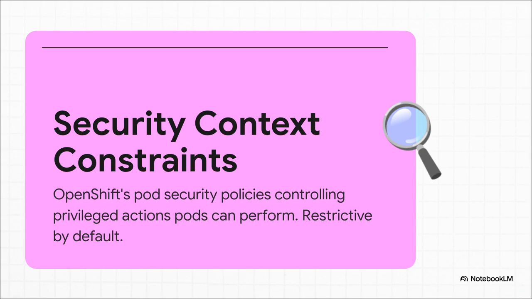Okay, I need you to lean in for this one. If there is one single thing you absolutely, positively must master for this exam, it is this: Security Context Constraints, or SCCs. These are OpenShift's answer to pod security, and let me tell you, they are dramatically more restrictive by default than anything you'll find in a standard Kubernetes cluster. They control exactly what a pod is and is not allowed to do.